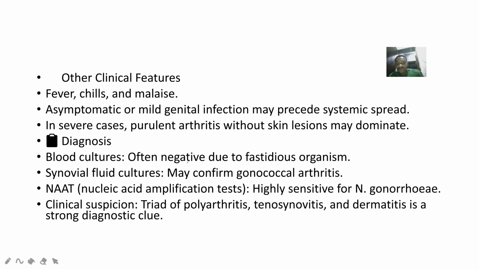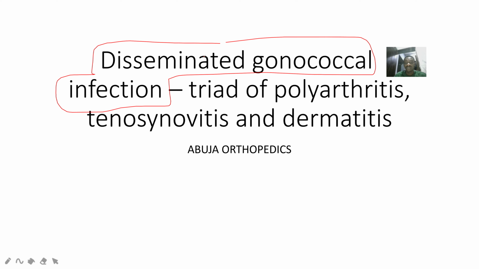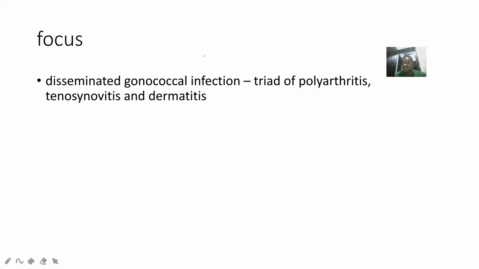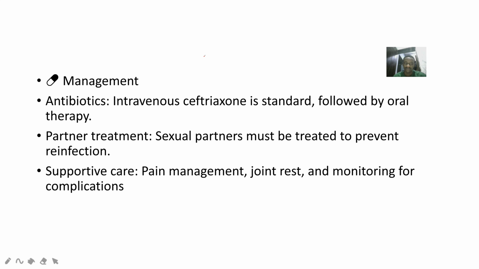So you diagnose this from blood cultures, where you get to pinpoint the Neisseria gonorrhoeae. Synovial fluid cultures, you also confirm the gonococcal arthritis by trying to confirm the Neisseria gonorrhoeae, and also nucleic acid amplification test. Clinical suspicion is actually strong diagnostically. That's the triad. This triad I spoke about here. Once you see these three things happening, it's a strong clue.